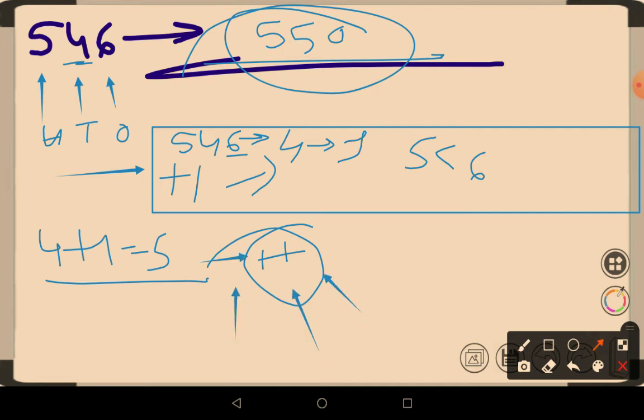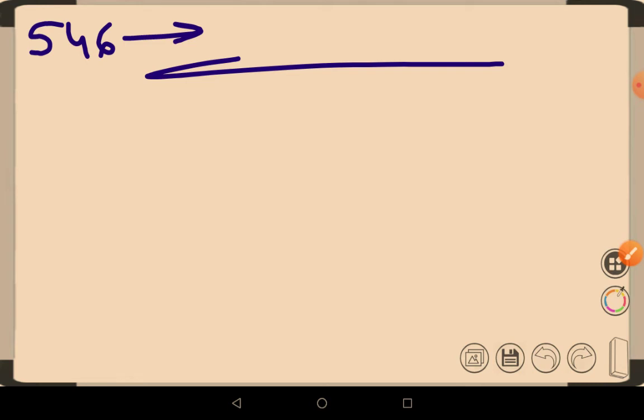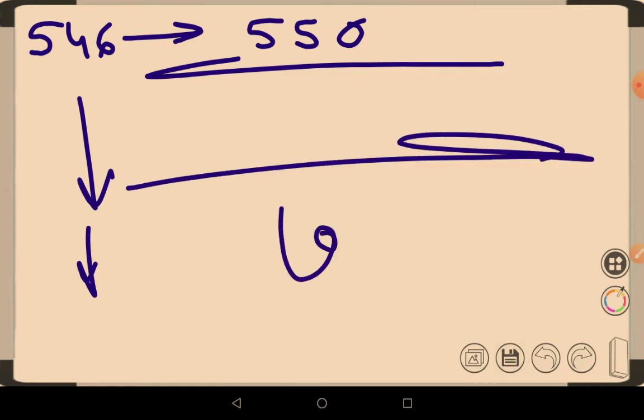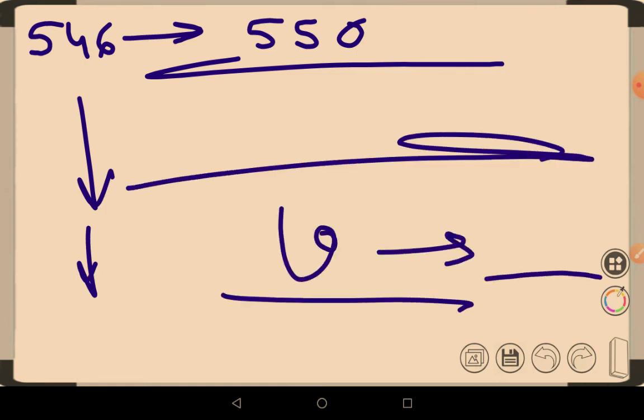Look carefully, this is the hundreds place. It has the biggest power, and you can only change the smaller places, not the huge power. So my answer will be 550. Now, if you take any example, I guess you can do it. Now, let's do it for the nearest 100.